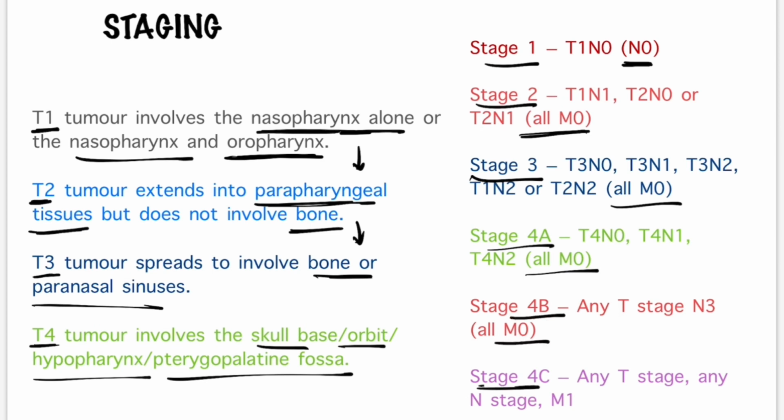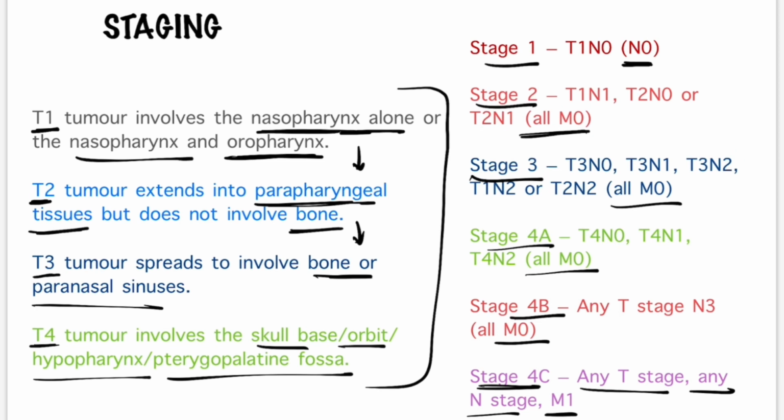But in the 4C, this is the most dangerous condition in which we have the metastasis. T, any stage of N, but we have metastasis. That is the main point here. So stage 1, 2, 3, 4A, 4B, 4C. If you want to remember, you can remember. But this one is the easy one, right?